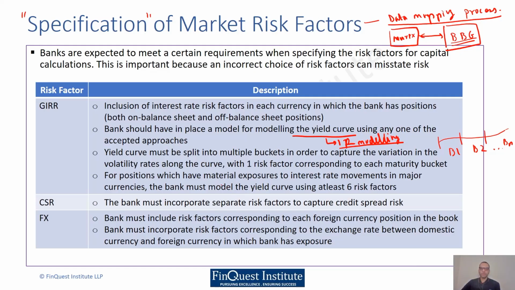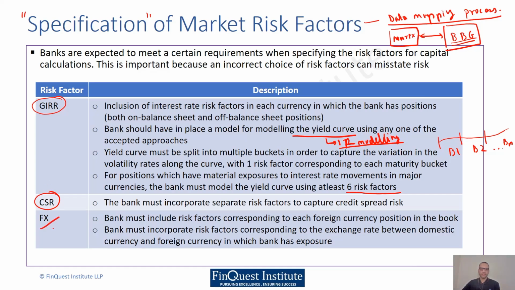And for positions which have material exposure to interest rate movements in major currencies, think of those big major currencies like USD, GBP, CHF, etc., banks must model the yield curve using at least 6 risk factors. So this is a bit on GIRR risk factors. Then coming to CSR, credit spread risk, the bank has to incorporate a separate risk factor model to capture credit spread risk. It could be some kind of credit spreads modeling also, because that is something which many interest rate modeling teams do as well. So in addition to yield curve analytics, they might also want to do some analysis on spreads.